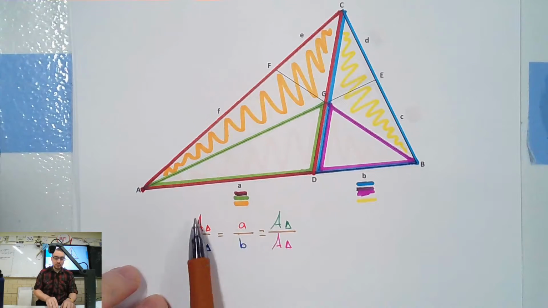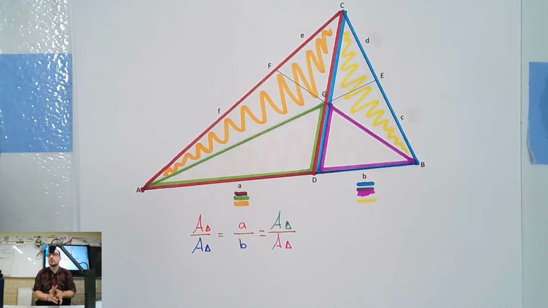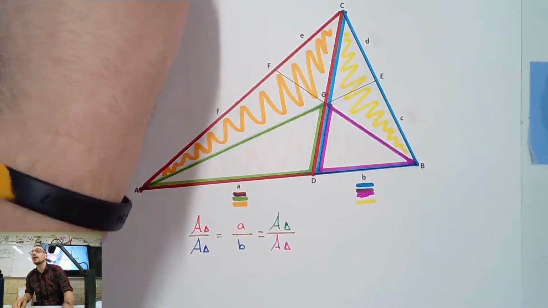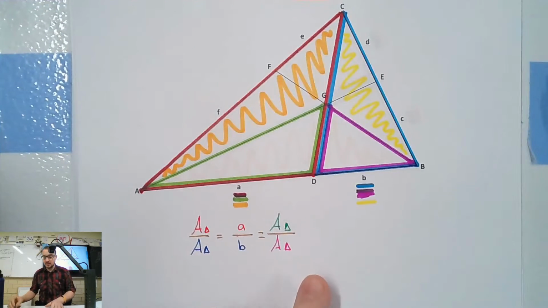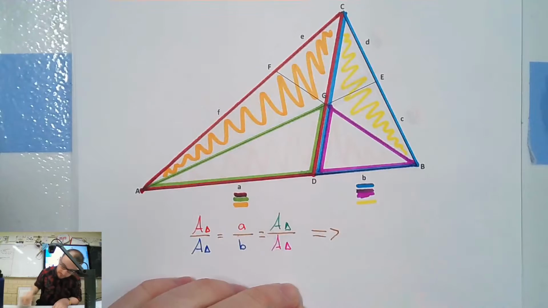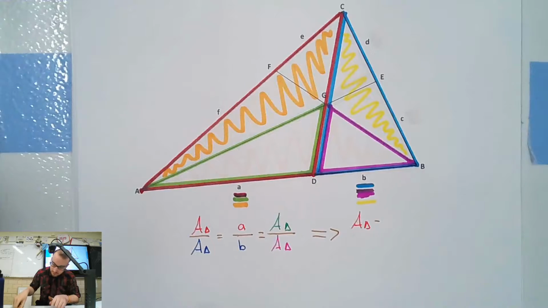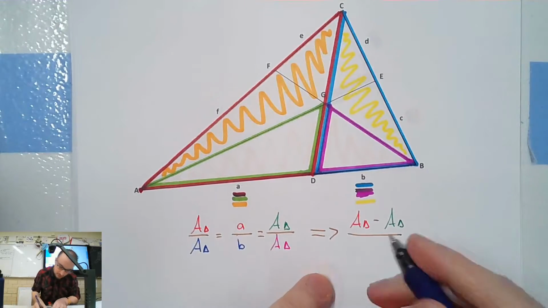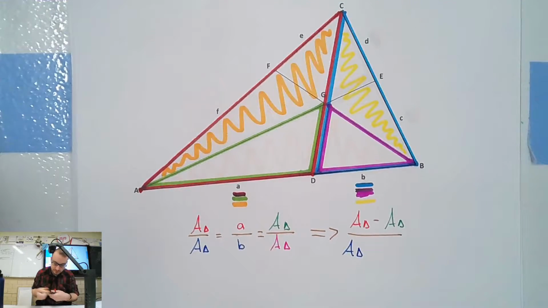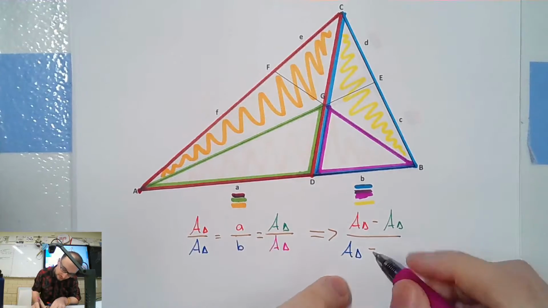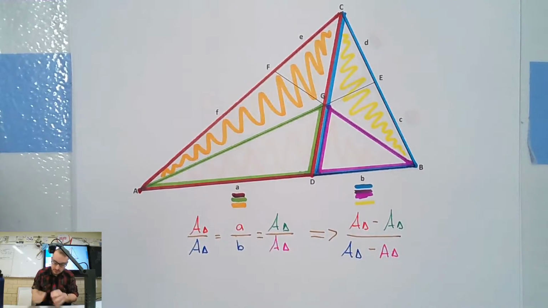So what I have here is proportion equals proportion equals proportion, right? Or ratio equals ratio equals ratio. And we know by our first lemma that if we have something like this, A over B equals C over D equals E over F, we can write it like this. So this implies area of this triangle minus area of this triangle over area of this triangle minus area of this triangle should equal A over B.